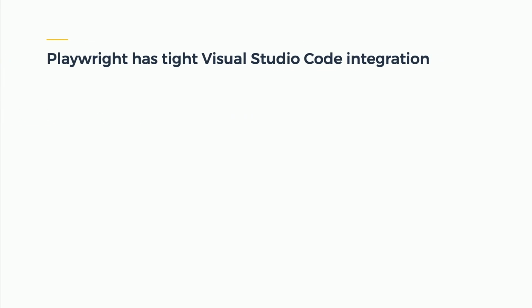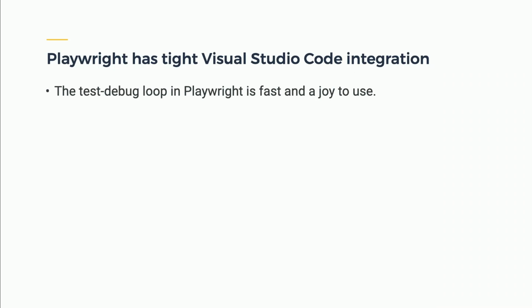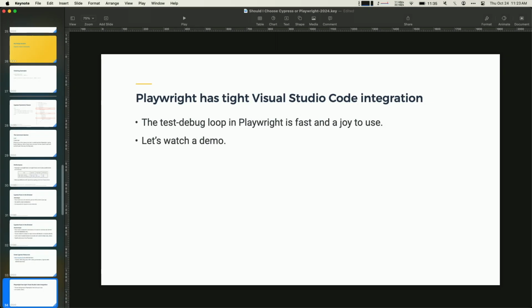Okay, so going to Playwright. Playwright has tight Visual Studio Code integration. As I mentioned, the test debug loop in Playwright is fast and it's a joy to use. And I'm about to give you a demo right now. So let's do that.